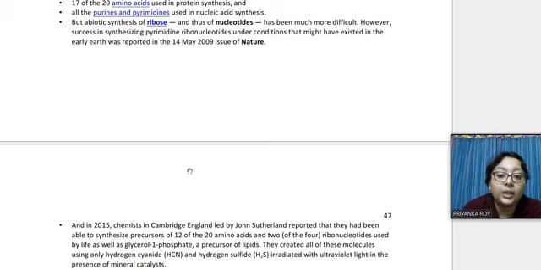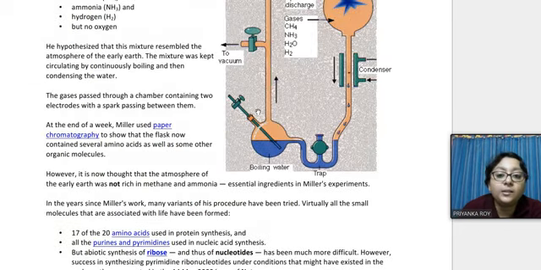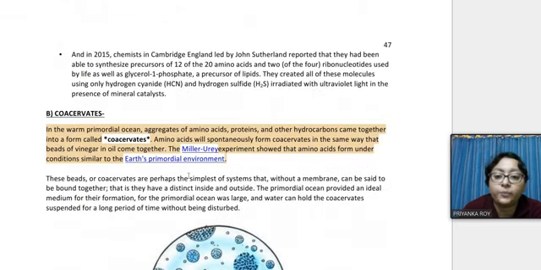But in 2015, it was reported that 2 nucleotides out of the 4 used by life, as well as glycerol 1-phosphate, were created in the lab using these simple organic molecules. The mixture was kept circulating and continuously boiling, then condensing the water. In this way, it was obvious that the substances that were trapped here were amino acids, purines and pyrimidines, etc.